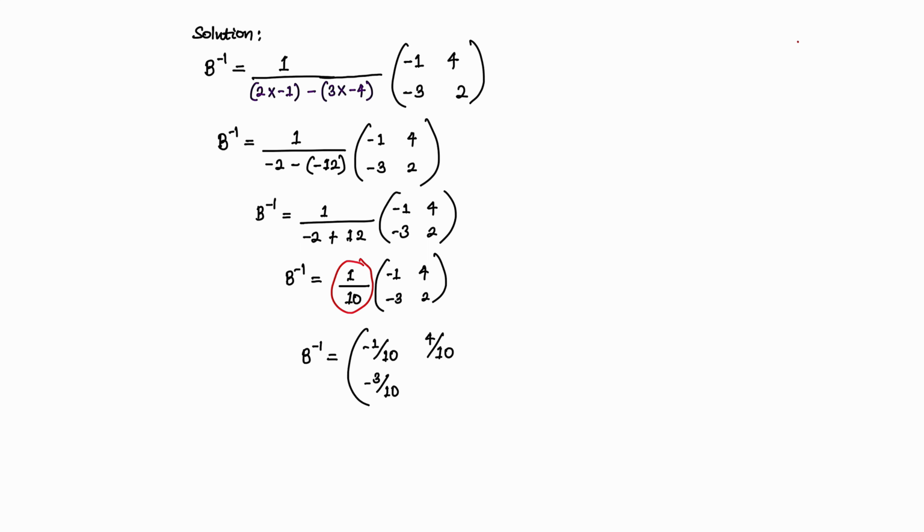And lastly, 1 over 10 multiplied by 2. That will give us 2 over 10. And that is the inverse of the B matrix. We can leave the answer like this or simply simplify further. So we'll have B inverse equals minus 1 over 10. 4 over 10 can be simplified, so we will have 2 over 5, minus 3 over 10. And lastly, 2 over 10 can be simplified further, and we will have 1 over 5.